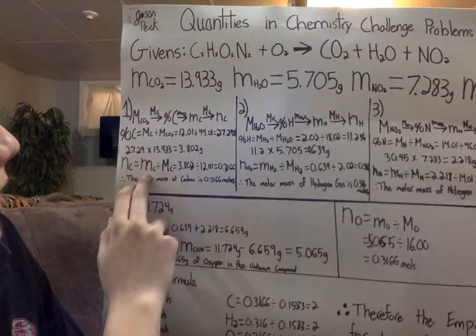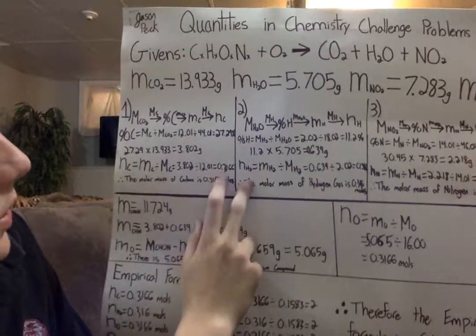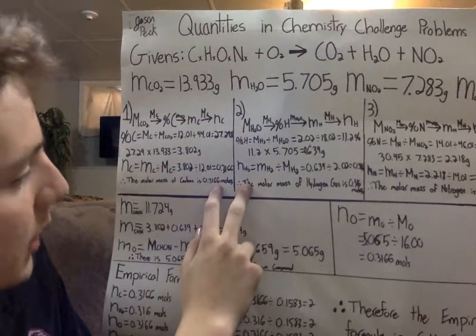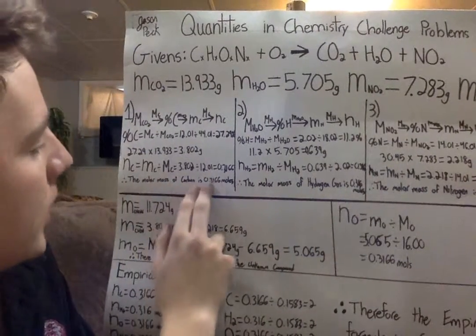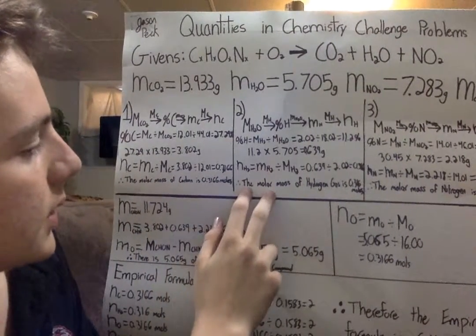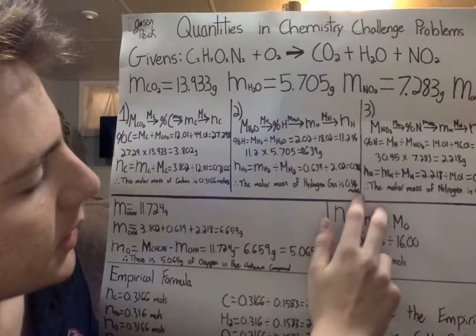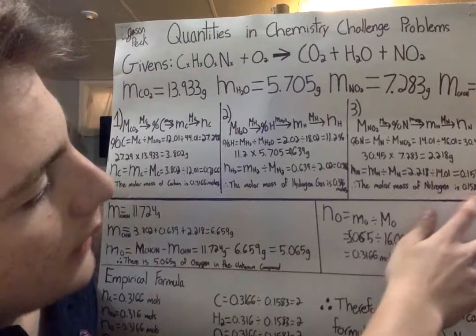And to get the number of moles, we take the mass of carbon and divide it by the molar mass of carbon, which turns out to be 0.3166 moles. And again, that's equal for all of these. So carbon is 0.3166 moles, and hydrogen is 0.316 moles. Nitrogen is 0.1583 moles.